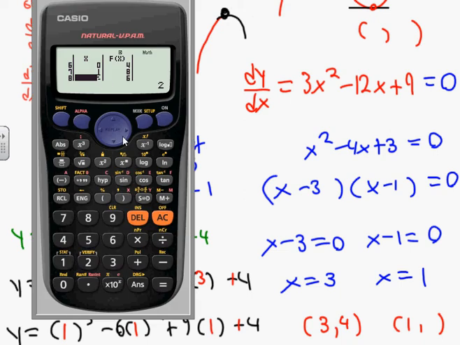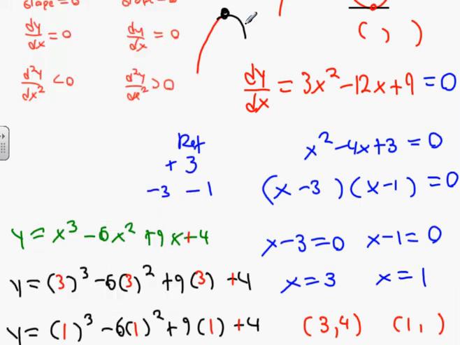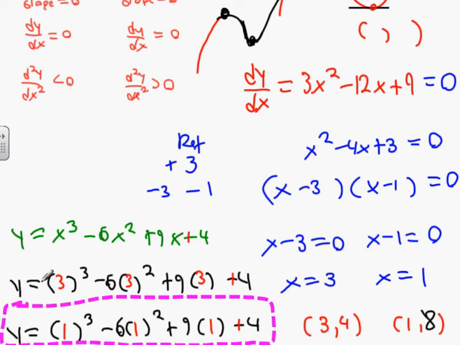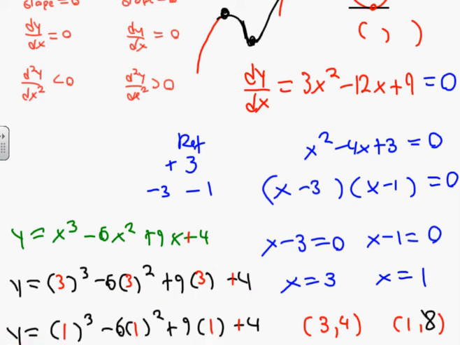Then keep reading it. It goes down once. Then it goes down again to 3, 4. And after 3, 4, it starts to go up again. So it goes down to 3, 4. And then it starts to go up again. So we know that that's 3, 4 and 1, 8. If you put this one into your calculator, you find out it's 1, 8. Just by using your calculator alone, which one do you think is the maximum and which one do you think is the minimum?